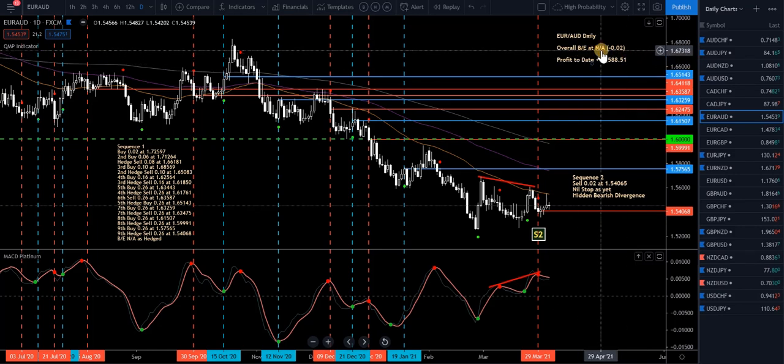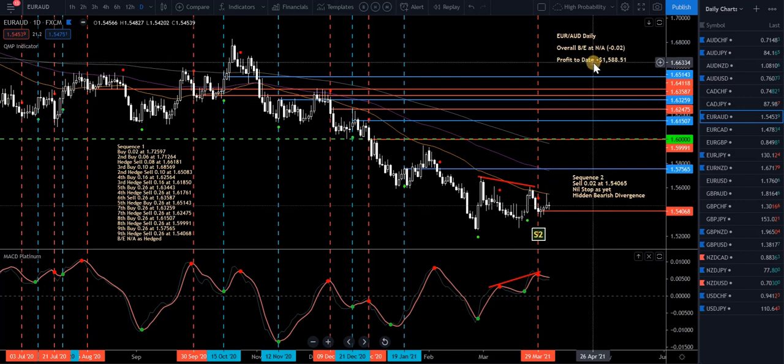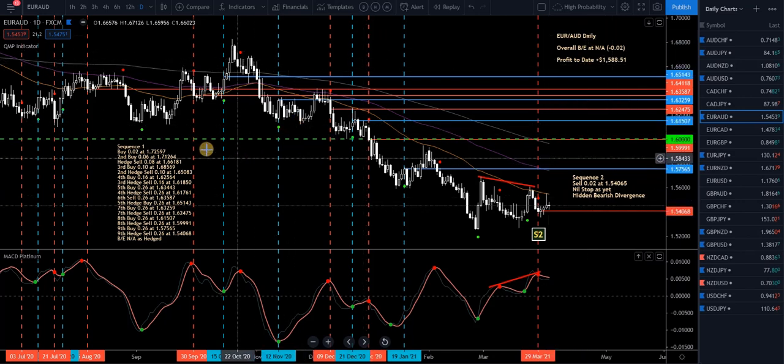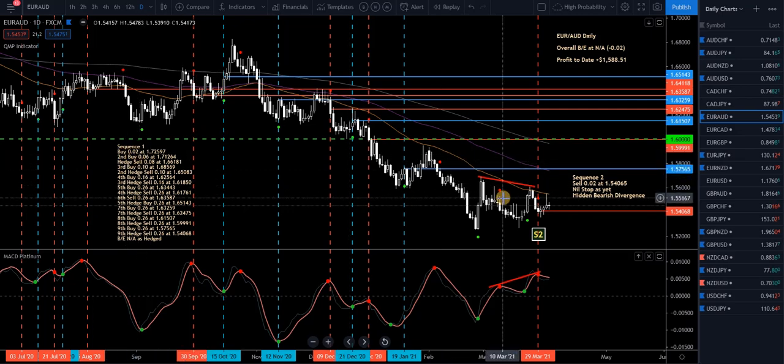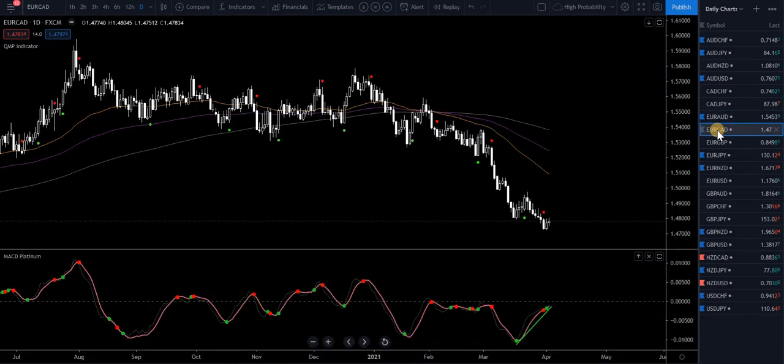Overall break even, I got non-applicable because it's a negative number, so I'm not going to write in there. Don't worry about the overall break even because this sequence 1's hedged. I'll be looking to release sequence 1 at some stage, depending on what signal comes next. All right, that's Euro CAD, no trades on.